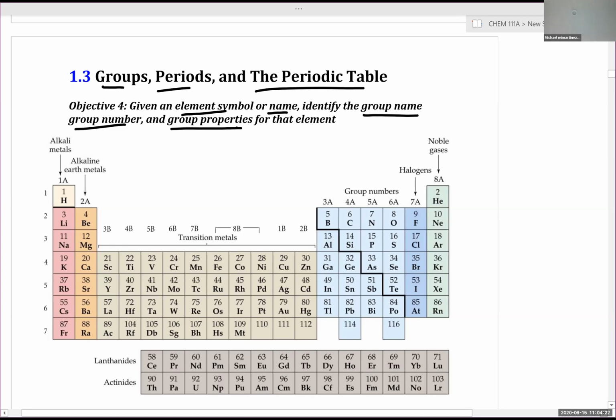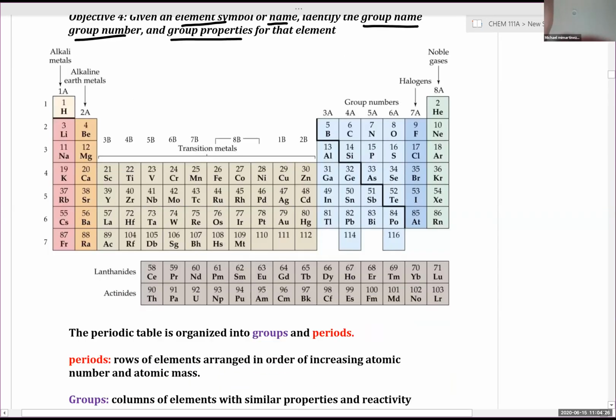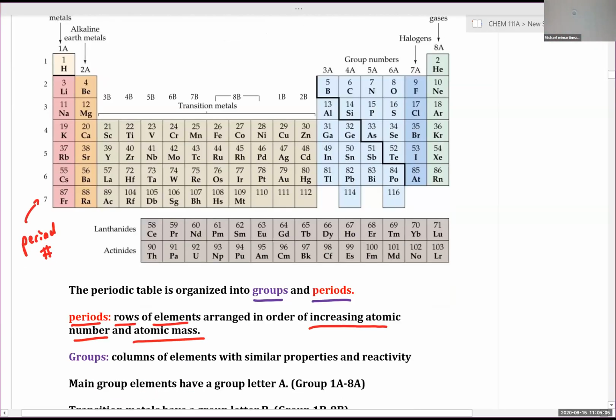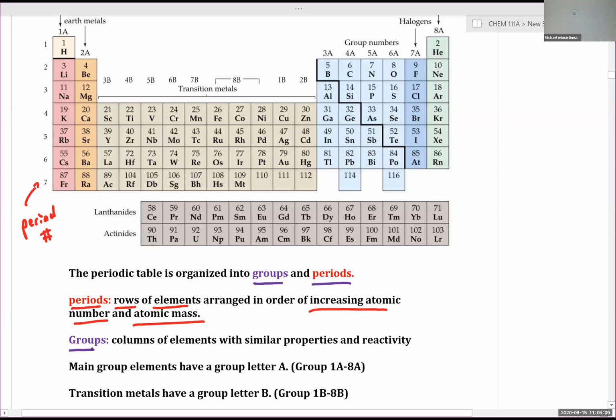In the periodic table, the elements aren't just arranged randomly. The periodic table is organized into two major organizational schemes, groups and periods. We'll talk about periods first. A period is a row of elements arranged in order of increasing atomic number and atomic mass. The number on the left-hand side of each row is our period number. This number will have a little more significance once we cover electronic structure. For now, the real shiny accomplishment of the periodic table has to do with the organization of elements based on groups. These groups are columns of elements with similar properties and reactivity.